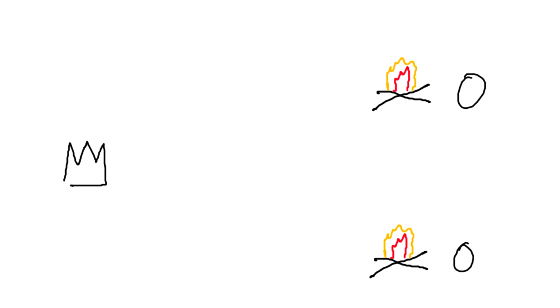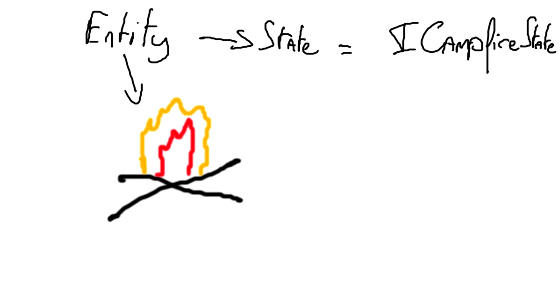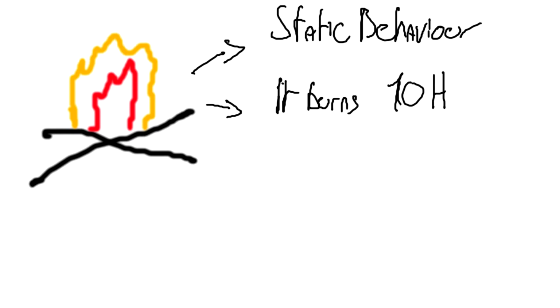So here we will have the campfires that will be owned by the server and controlled by the original peers that have spawned them. Our campfire is an entity, and this entity will have a state, otherwise you cannot spawn it. And this state will be the campfire state. How to determine what we give to our state? First, let's describe our campfire. It will have a static behavior. This means that it will burn straight forward for 10 hours.